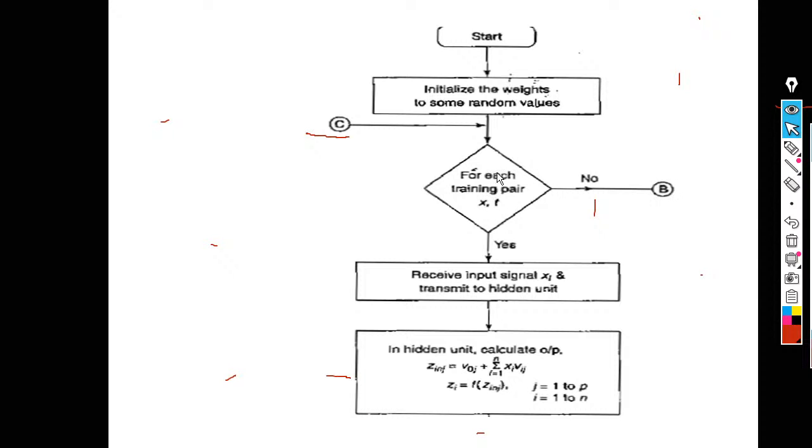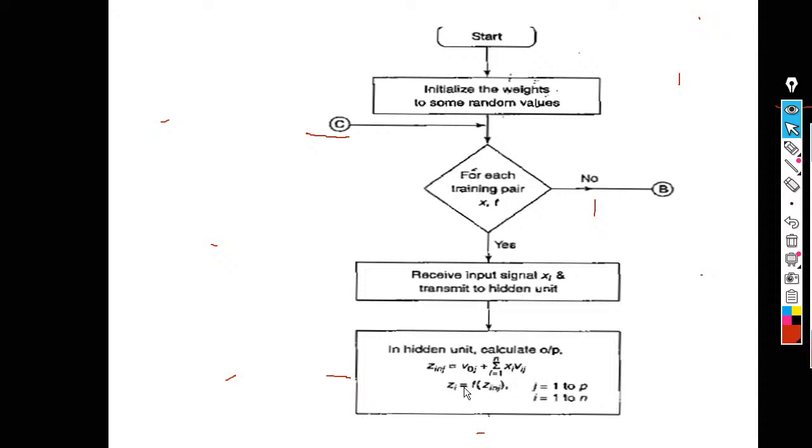If yes, if it's available, then it will receive the input signal and transmit to the hidden unit. So now we are doing the first initial phase, that is the propagation phase, and we will receive all the input signals. We will propagate in the forward direction to the hidden unit. From the hidden unit it will go to the output, right? So basically we will calculate the total net input at the hidden unit, then the output of the hidden unit, then the net input at the Y, and then the output of the Y. So it will propagate in that particular direction.